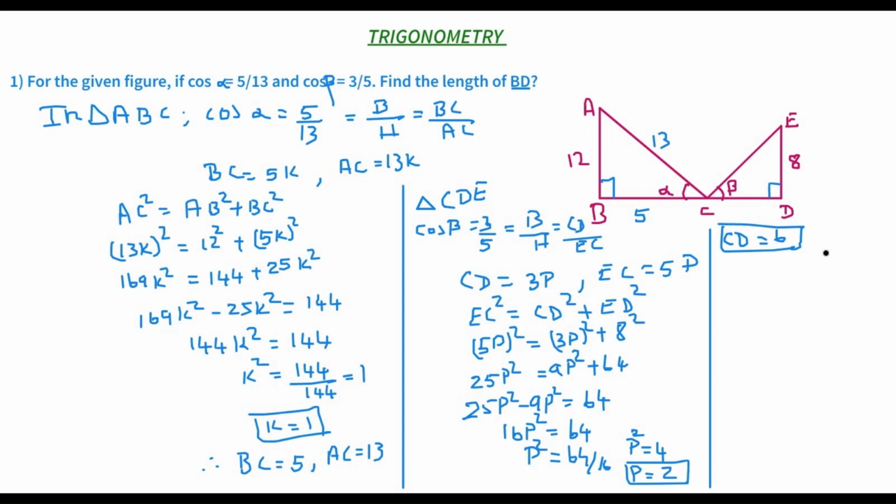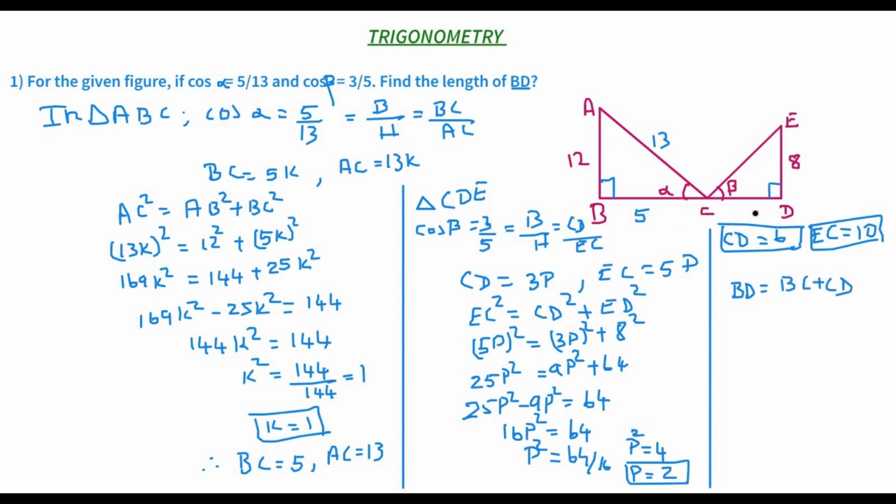Now what is EC? EC equals 5 times 2, which is 10. Now we have our EC as 10. What is our question? Our question is BD. So what is BD? BD equals BC plus CD.